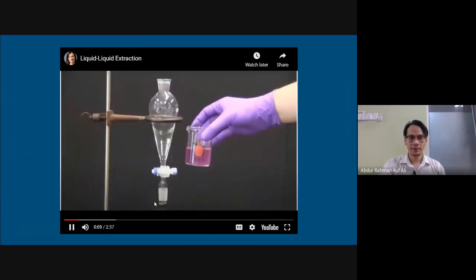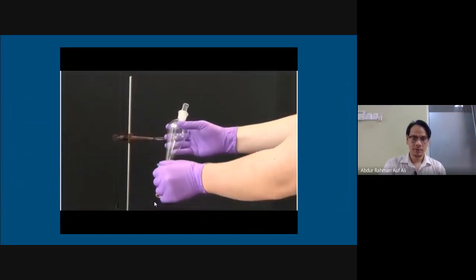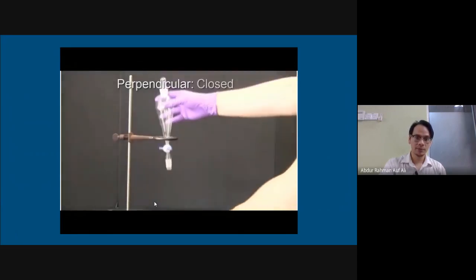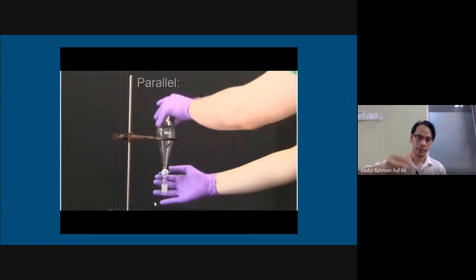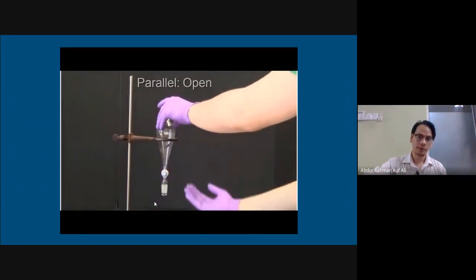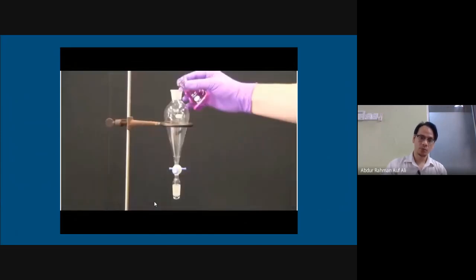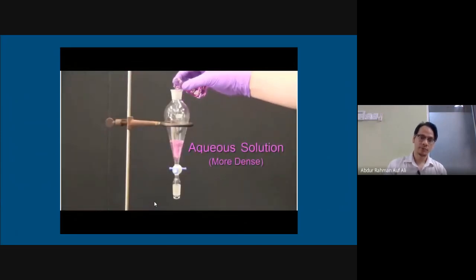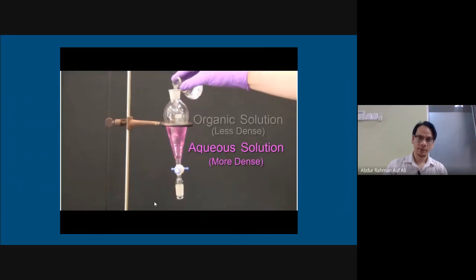It looks like this. We fill the funnel with our aqueous solution, and inside there is organic solvent. At the bottom there is a stopcock. If it is closed, the solution will not come out; if we open it, it will fall. So it is important that you check it is closed before you fill it in. The aqueous solution is more dense, so it will remain on the bottom layer, and the other solution is on the top.